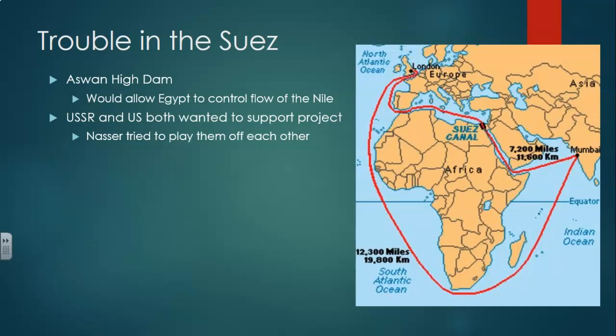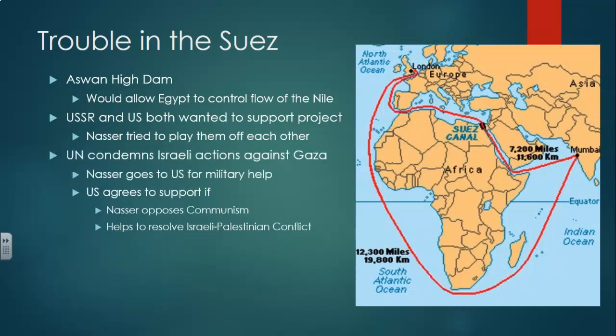Now, the USSR and the United States both wanted to support the project. And this is because they could both get control in the region, therefore have a little bit more say and make sure that Egypt does not align with the other side. Nasser, again, as we talked about previously, wants to play them off of each other. So he's like, yeah, Soviets, come help me out. Americans, come help me out. Hey, Soviets, the Americans said this. Americans, Soviets said this. What can I get out of you? So Nasser's trying to play them out of this.